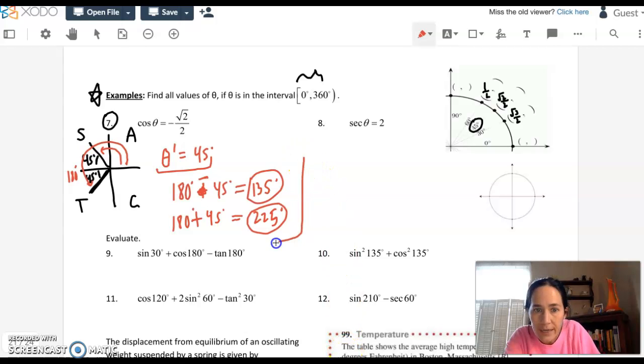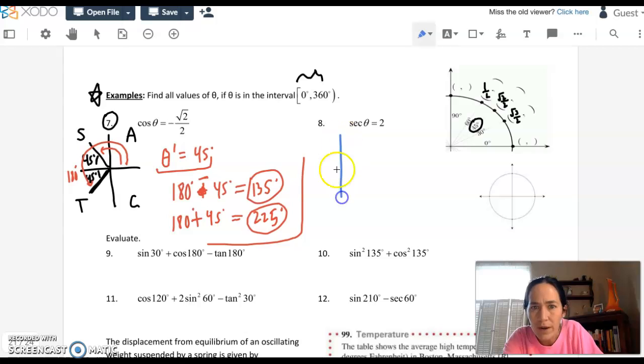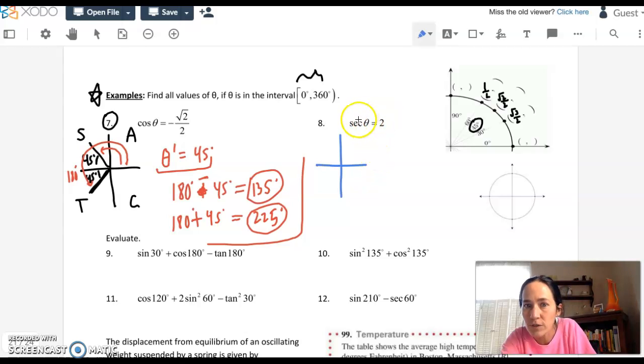Try one more. Number 8 says, where would the secant of theta equal 2? Think about this one for a sec. So secant of theta equaling 2, where are one or two quadrants where the secant would be a positive number? So secant corresponds to its reciprocal. Maybe I'll change this and I'll write, I know if the secant is 2, its reciprocal, the cosine, should equal a half. This might be an easier starting point.